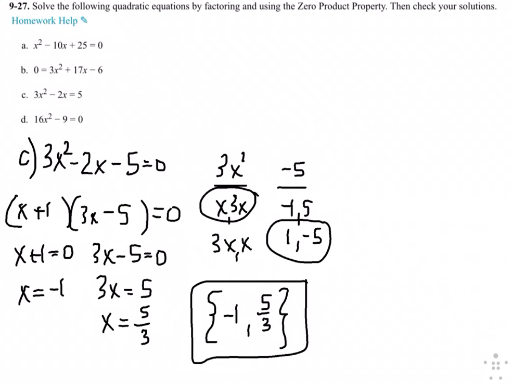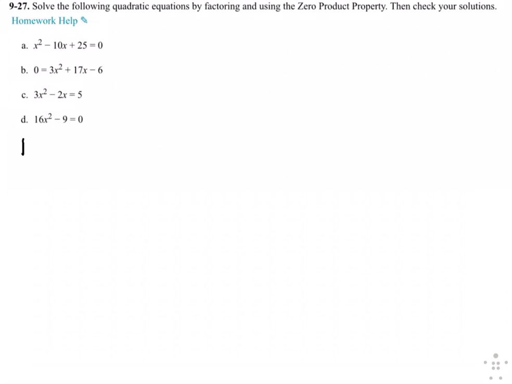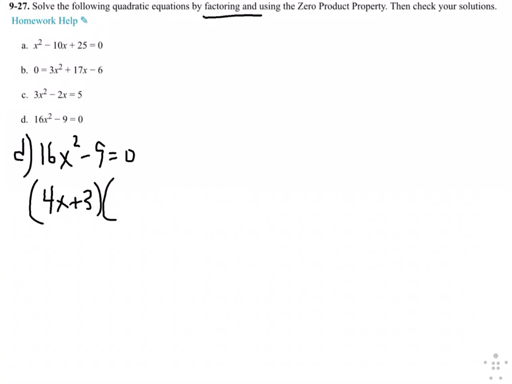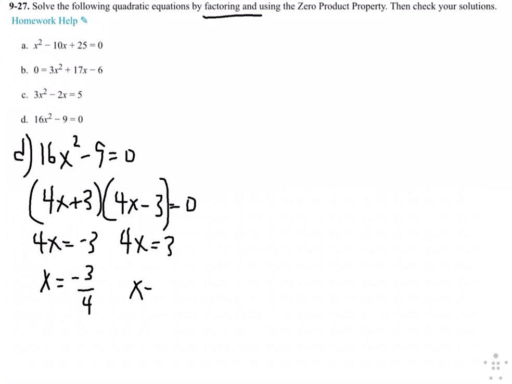And the last one, D, let's make space. We have 16x squared minus 9 equals 0. That's a difference of squares. I wouldn't normally solve by factoring, but it says solve by factoring. So that's 4x plus 3 times 4x minus 3 equals 0. So 4x equals negative 3, x equals negative 3/4. This one, 4x equals 3, x equals 3/4. So this one is x equals plus or minus 3/4 for D.